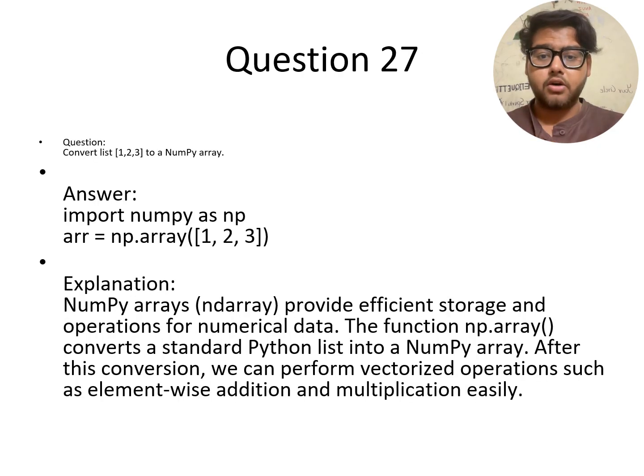Question number 27 is, convert list 1, 2, 3 to a NumPy array. NumPy arrays provide efficient storage and operations for numerical data. The function np.array converts a standard Python list into a NumPy array. With this conversion we can perform vectorized operations such as element-wise addition and multiplication.